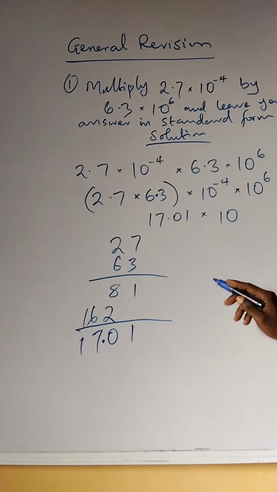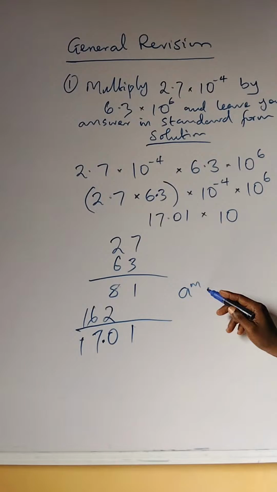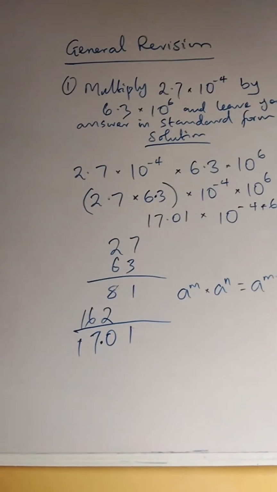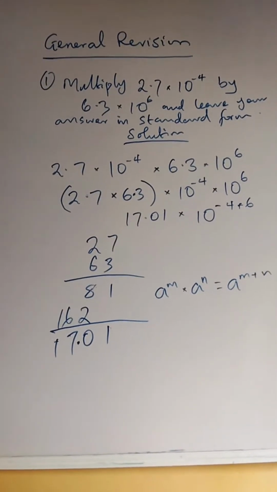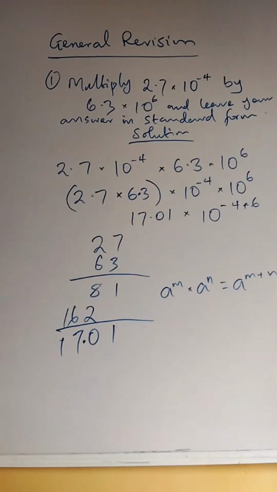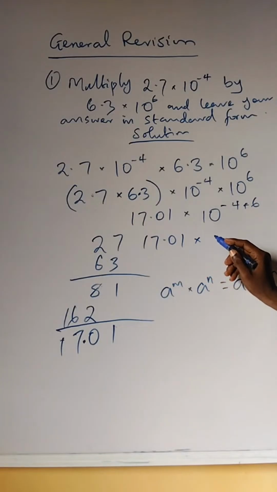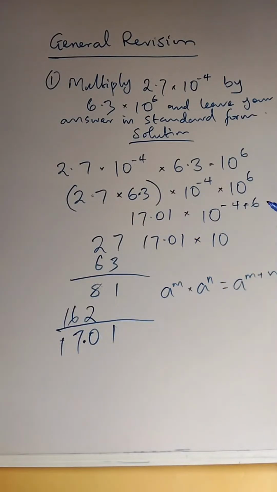Here we apply the law of indices. When we have a raised to the power m times a raised to the power n, this is a raised to the power m plus n. When you multiply, we have minus 4 plus 6. Here we now have 17.01 times 10 raised to the power minus 4 plus 6, same thing as 6 minus 4, that's 2.